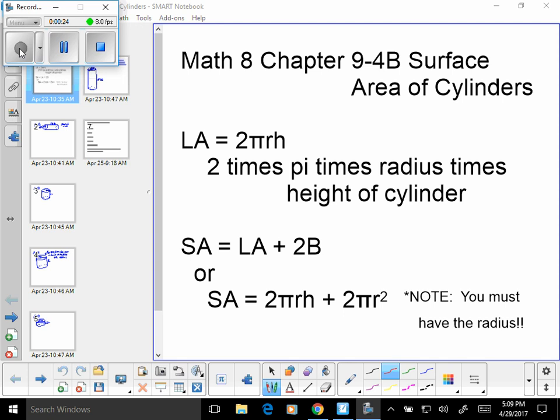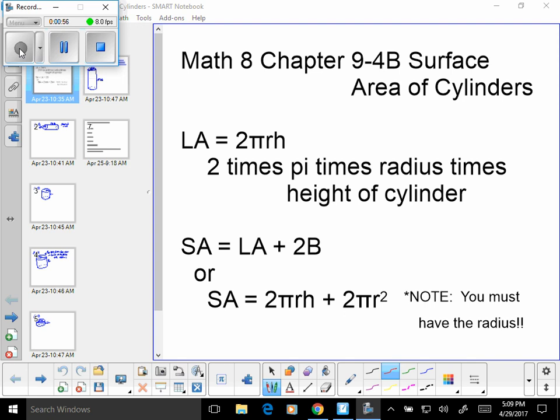The lateral area for a cylinder is found by taking 2 pi r. Now you should recognize that as circumference, and then times the height of the entire cylinder. There is only one height in a cylinder, so I'm not going to use any sub C, that sort of letter. The surface area, just like the surface area for prisms, is found by taking the lateral area plus 2 times the area of the base.